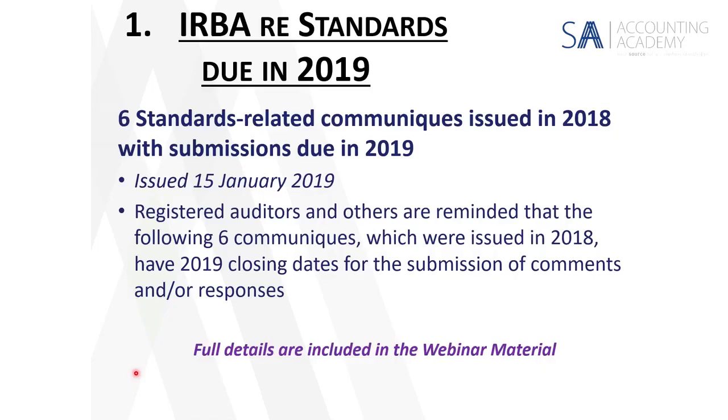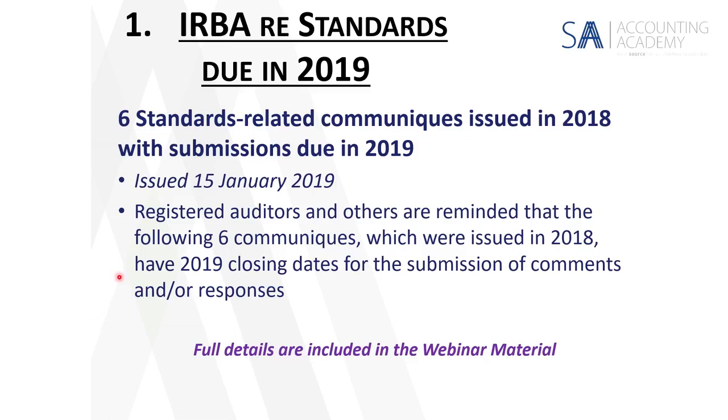The first one looks at a document that IRBA sent out, a reminder, just saying, remember, we just want to remind all the auditors and others that there are certain communiques that were issued in 2018 with submissions on due dates that are due in 2019. So they issued this to everybody on the 15th of January, just to make sure that where they need to respond, they can respond.